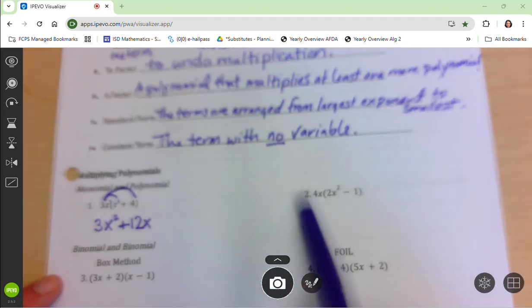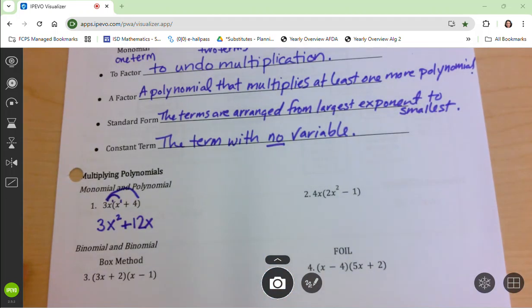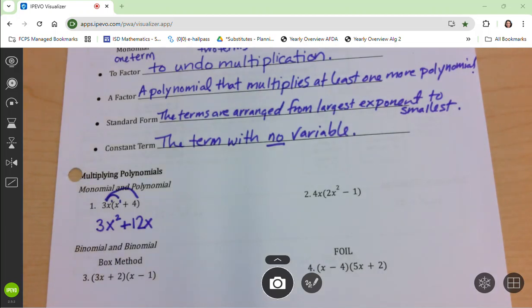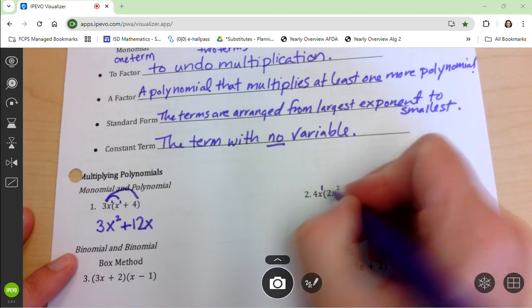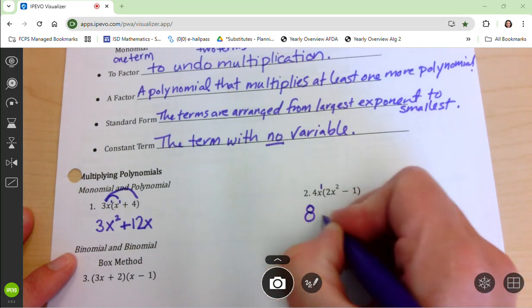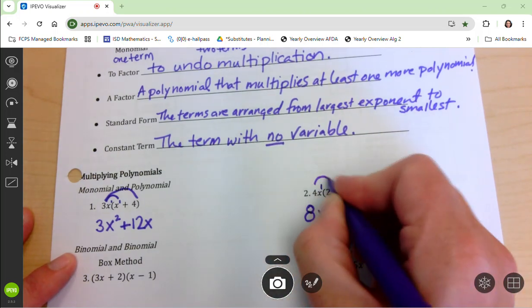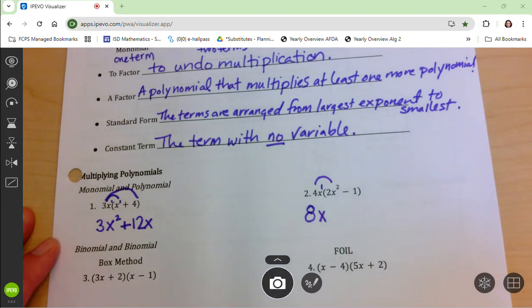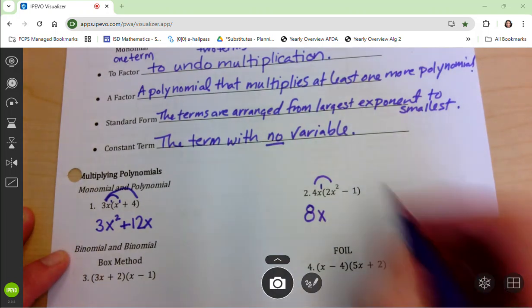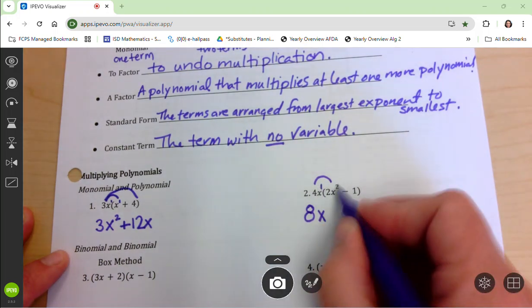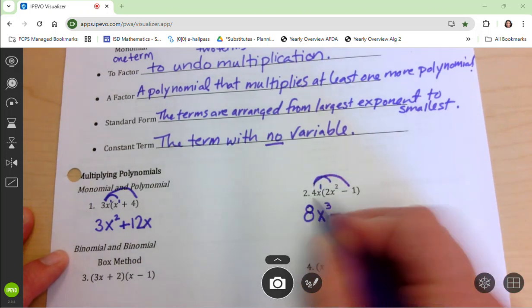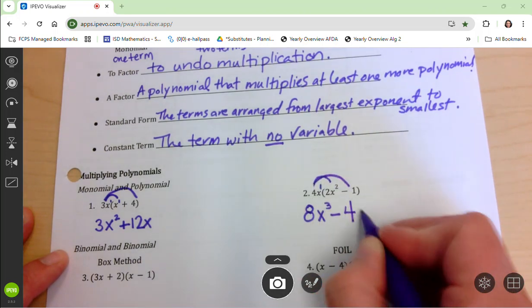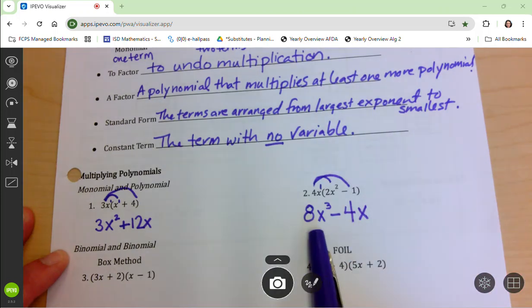Okay, take a minute to do example 2. Check with your neighbor, see if they get the same thing as you. All right, so when you multiplied, I know you multiplied the 4 times the 2 to get the 8, but what do we do with the exponents when we multiply? You add them, yeah. So we get 8x to the what? To the 3, good. And then minus 4x times 1 is just 4x. So check and make sure you have 8x to the 3 minus 4x.